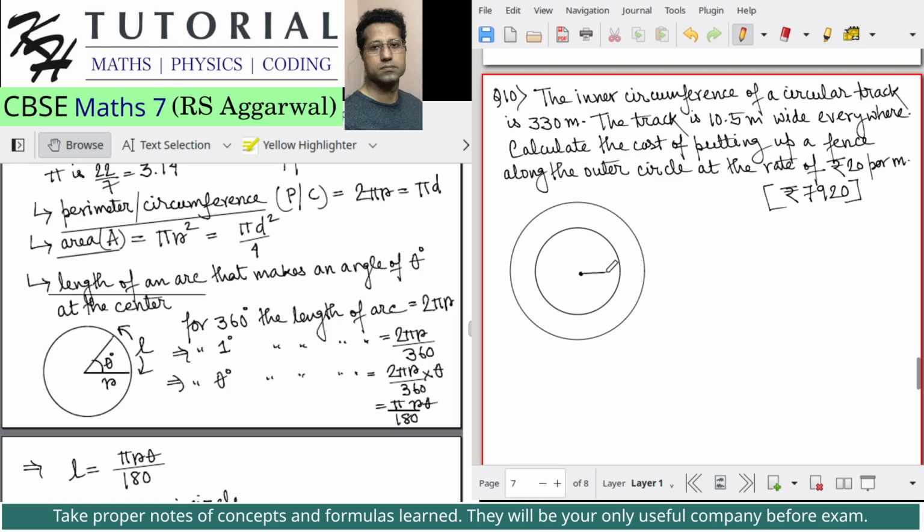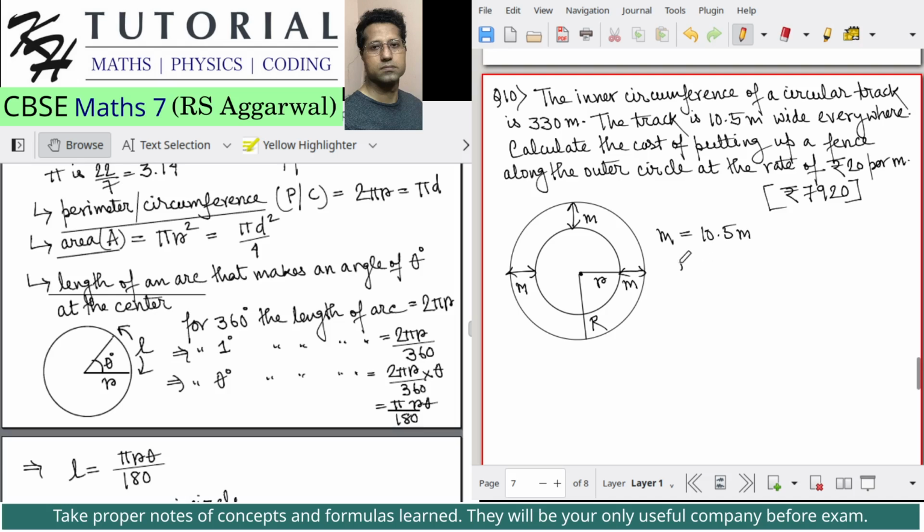So let's say small r is the radius of the inner circle, and this capital R is the radius of the outer circle. And of course, this is the width. Let's say m is the uniform width of the circular track. m is given as 10.5 meter, and the inner circumference of the circular track is given as 330 meter.